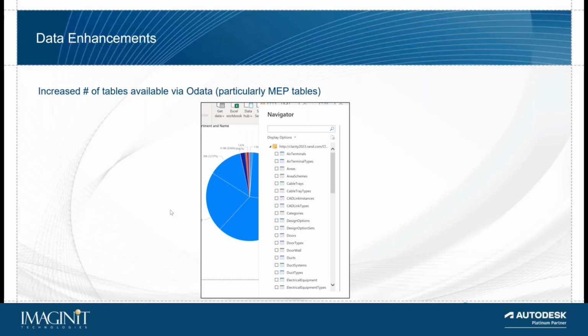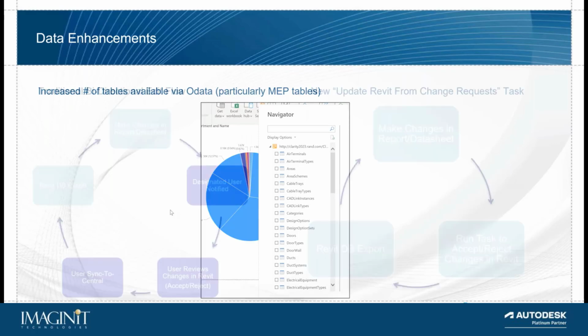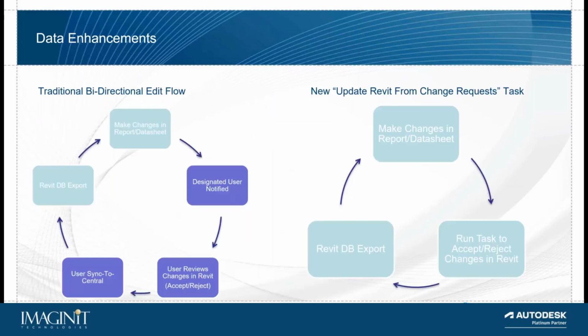The other thing that we did from a data perspective is, for those of you who have worked with our bidirectional editing mechanism, this is a mechanism where if you were looking at Revit-based data in our reports and data sheets, and you saw something there that was incorrect and you wanted to be able to fix it right there, we historically felt like that is always something that should flow through a human.